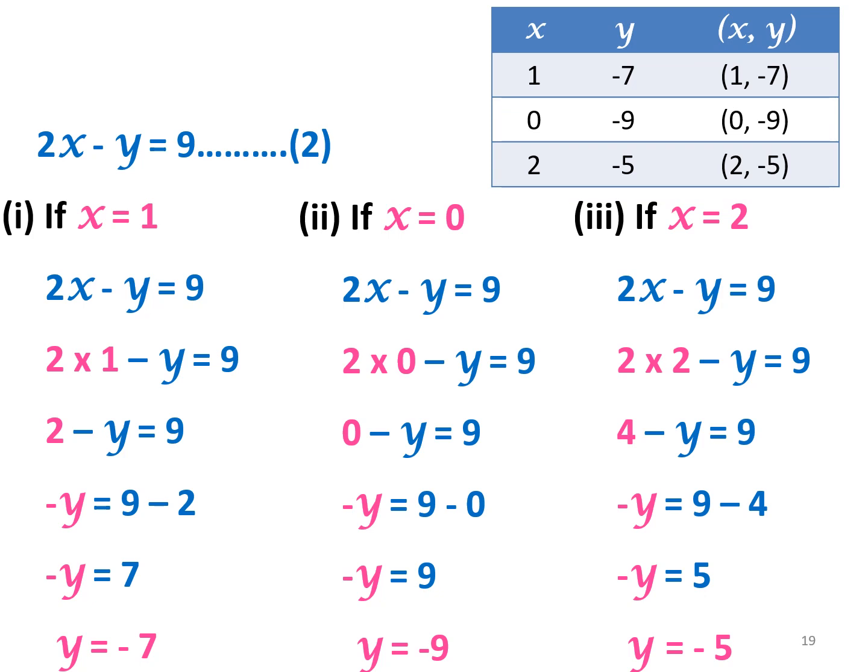So when the value of x is taken as 1, the resultant y is minus 7. So my xy coordinate is 1, comma minus 7. If the value of x is taken as 0, the resultant y value is minus 9, and the xy coordinate is 0, comma minus 9. If the value of x is taken as 2, the y value is minus 5, and therefore the xy coordinate is 2, comma minus 5.